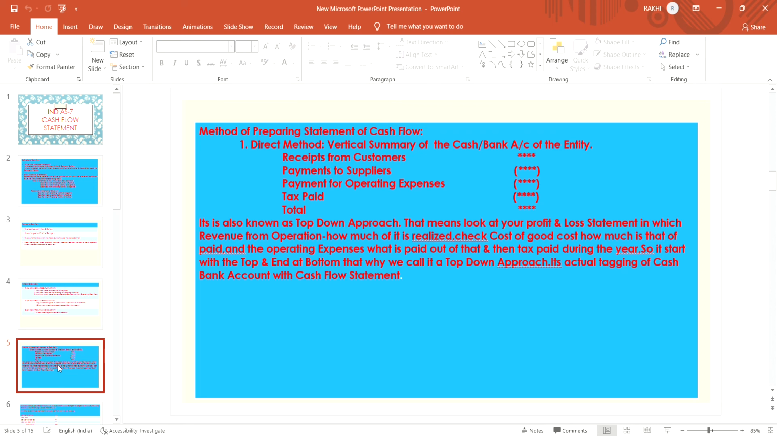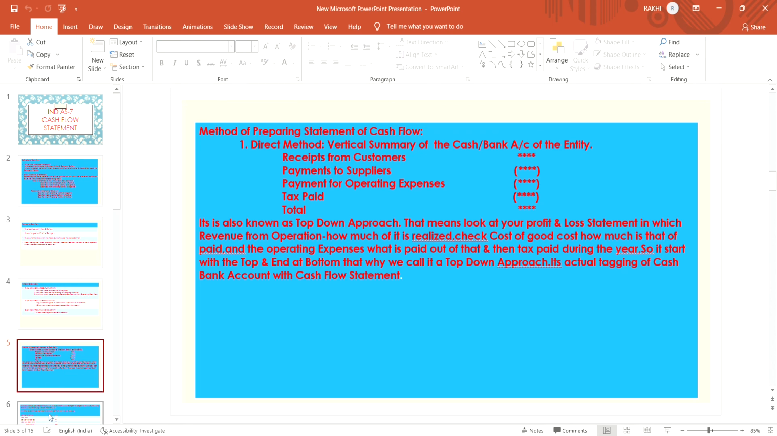So it starts at the top and ends at the bottom. That's why we call it the top-down approach. It is the actual tagging of the cash or bank account with the cash flow statement. So this is the direct method.